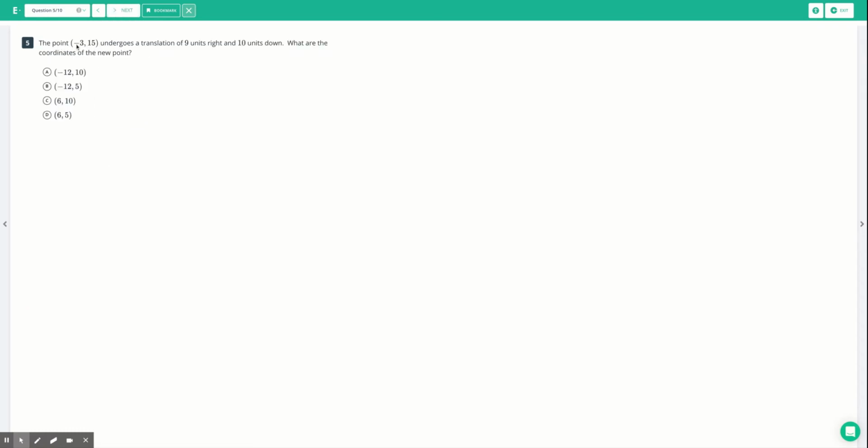Number 5, point (-3, 15) undergoes a translation of 9 units right, so that's +9, and 10 units down, which is -10. We take this point, and the new x is -3 plus 9, which is 6, so right away it'll be C or D. Then we take 15 and subtract 10. 15 minus 10 is 5, so the correct answer is D.